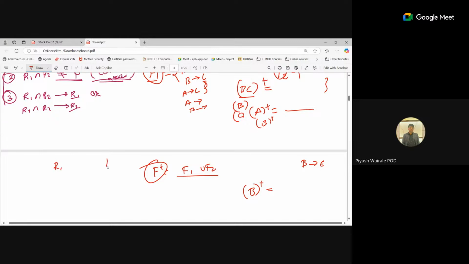So we have R1, R2. First find out F1, F2. Then find out F plus, that is F1 union F2. Then whatever dependency you are checking, for that you have to use F plus. Okay. So this is how we can do that.